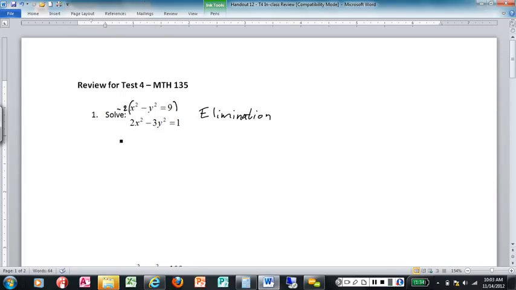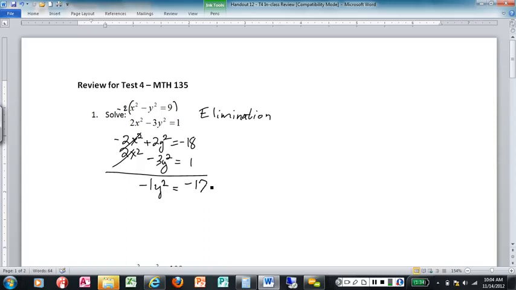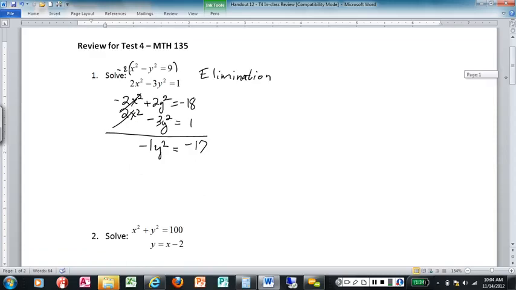So that'll give me a -2x squared on top plus 2y squared equals -18. And then the bottom would be 2x squared minus 3y squared equals 1. Stays the same because that will eliminate my x squareds. 2y squared minus 3y squared is minus 1y squared, and that equals -17. And so divide through by the -1, and we've got y squared equals 17.